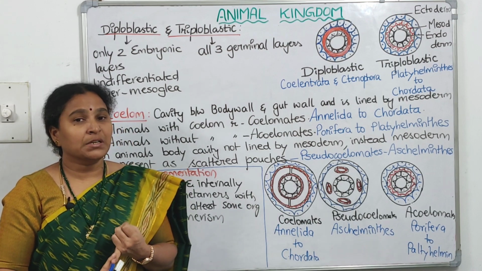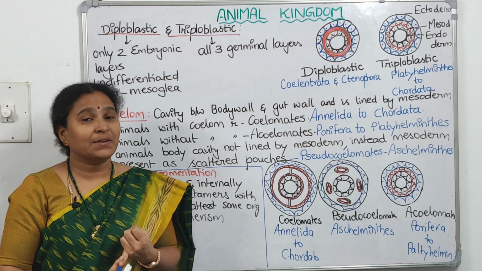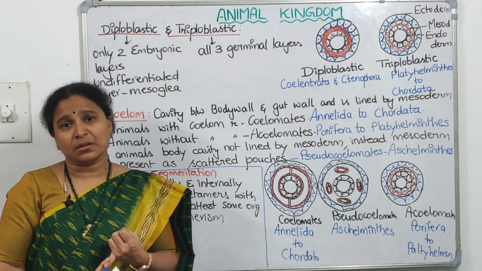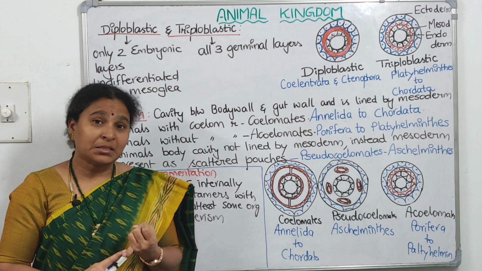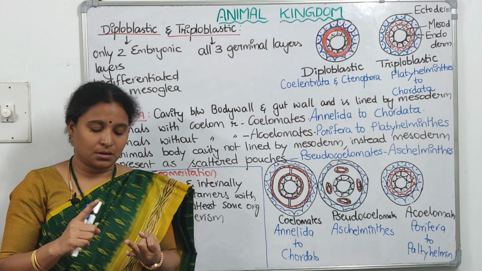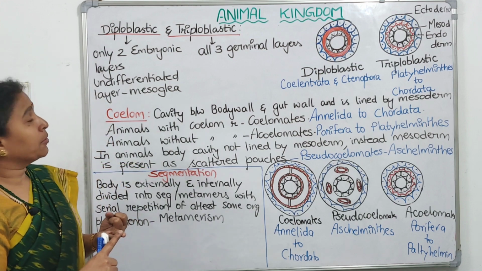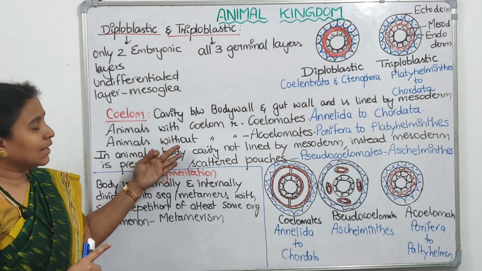So far what did we discuss? Levels of organization: cellular level, tissue level, organ system level. After that we discussed the digestive system, and the open and closed circulatory system. Then the next one we talked about was symmetry: asymmetrical, radial symmetry or bilateral symmetry. Now the third characteristic we talked about was two germinal layers or three germinal layers: diploblastic, triploblastic.